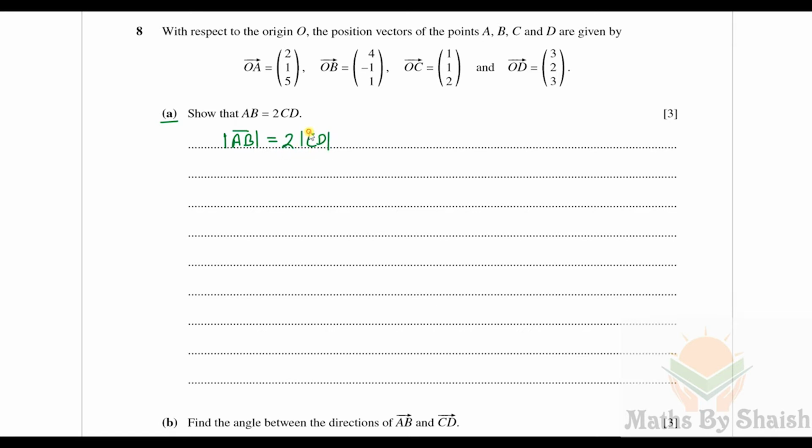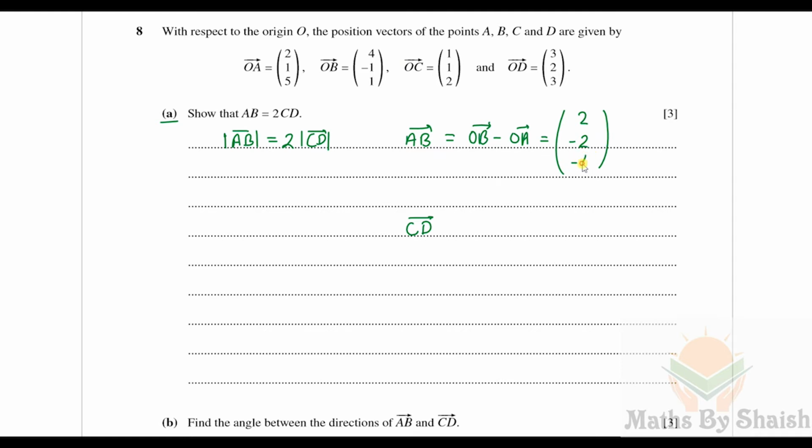So first of all we need to find the AB vector and CD vector, then we'll find their magnitudes, which will be AB and CD respectively. And the AB vector is going to be the B vector minus the A vector, that is the OB vector minus the OA vector. So we are going to subtract their corresponding values. OB is (4, -1, 1) and OA is (2, 1, 5). So 4 minus 2 is 2, minus 1 minus 1 is minus 2, and 1 minus 5 is minus 4.